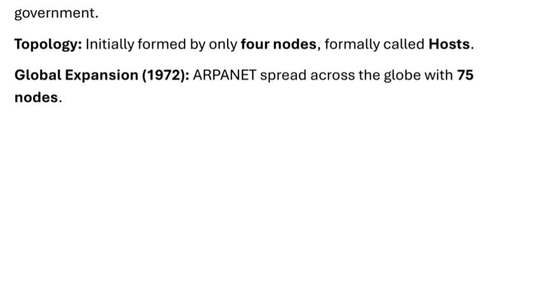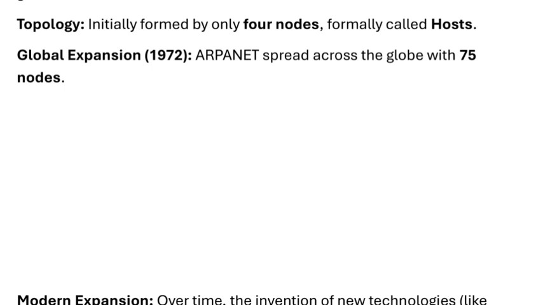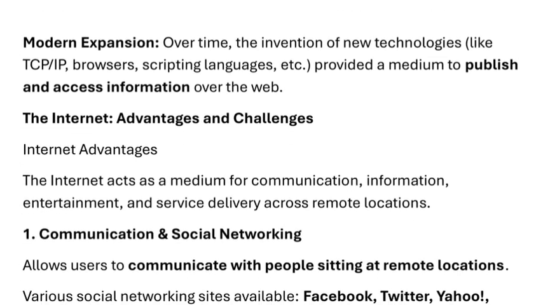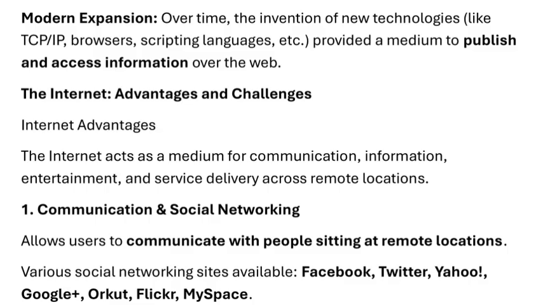Topology, initially formed by only 4 nodes, formerly called hosts. Global expansion, 1972 ARPANET spread across the globe with 75 nodes. Modern expansion, over time, the invention of new technologies, like TCP/IP, browsers, scripting languages, etc., provided a medium to publish and access information over the web.